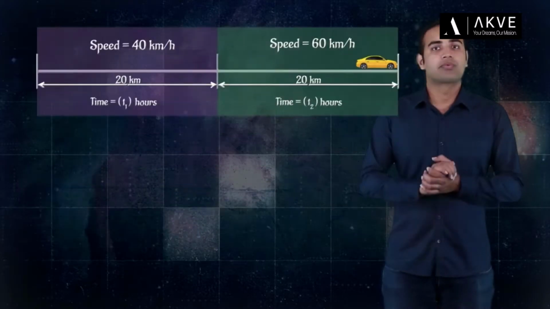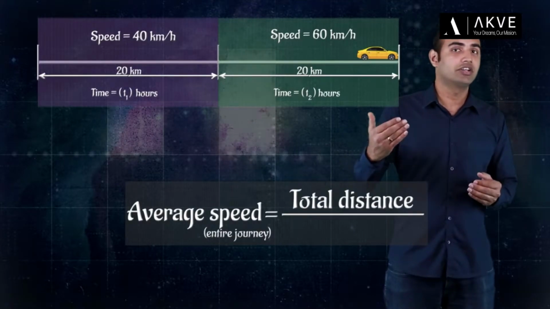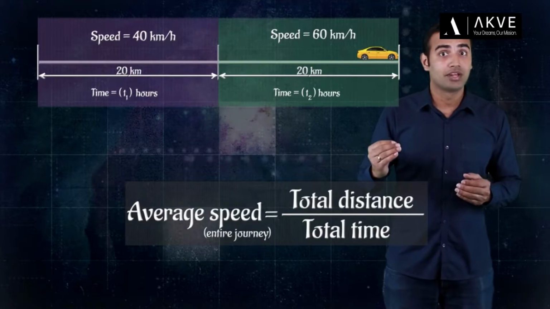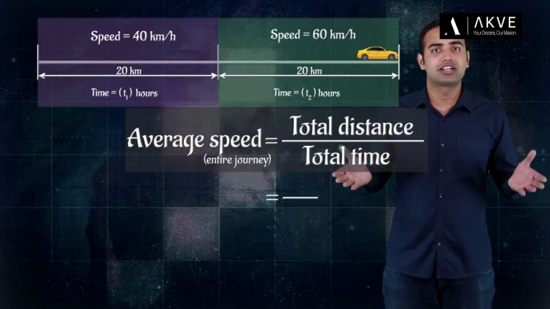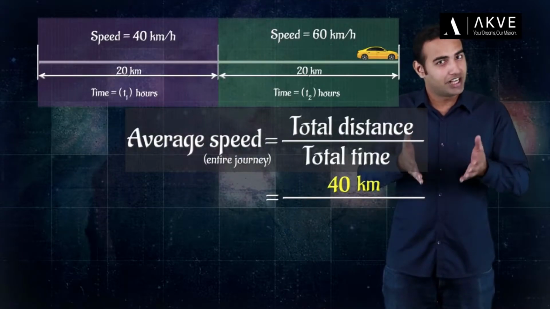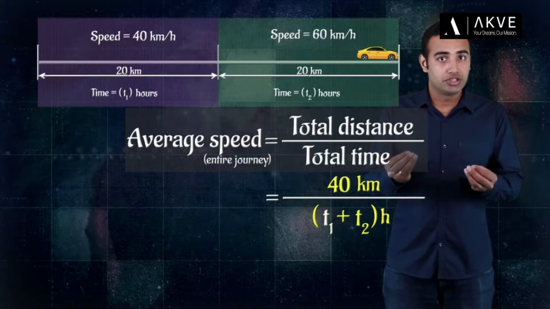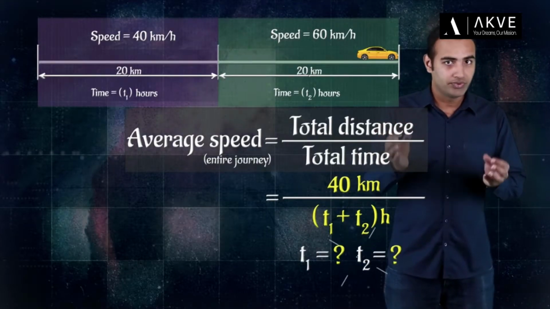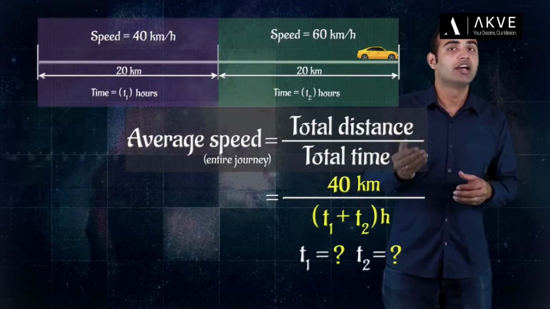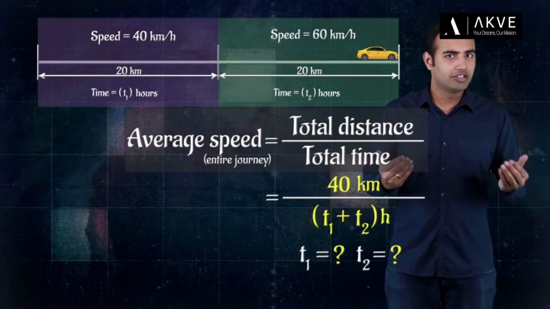Now, we know that average speed is nothing but total distance covered divided by total time taken. So in this problem, the total distance covered is nothing but 20 plus 20 or 40 kilometers, and the total time taken is simply T1 plus T2 hours. So all we need to do is find the value of T1 and T2, substitute them in this equation, and ultimately we'll get our average speed. So how do we find T1 and T2?